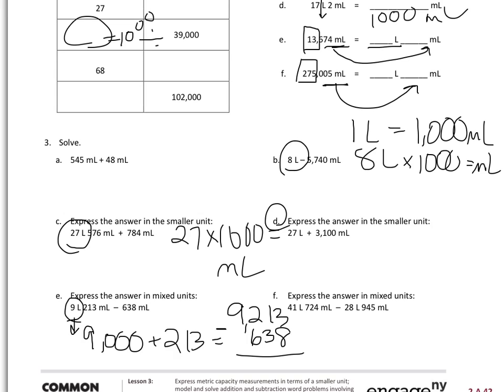For problem F, they're going to want to subtract and then answer it in a mixed unit. Mixed unit is exactly what they see. It's going to be a combination of liters and milliliters. For students, my best suggestion is to change all of this into milliliters and all of this into milliliters, subtract those, and then convert the answer back into liters and milliliters.